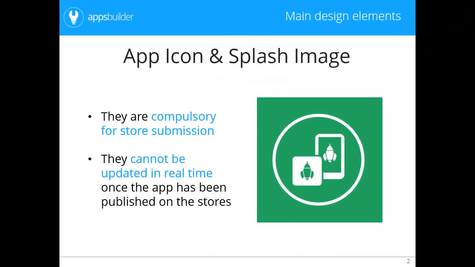Of course, when it comes to app design, there would be loads of topics to cover. So we have decided to start with the two most crucial elements of any application: the app icon and splash image. The reason is quite easy. They are compulsory if you want to submit your application to the major stores. Moreover, along with the app title, they are the only two app elements that cannot be updated in real time once the app has been published.